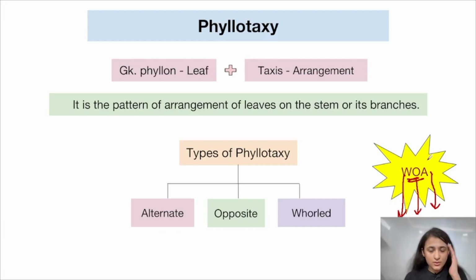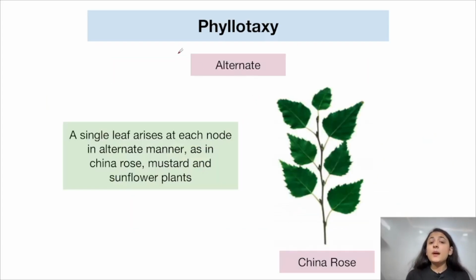Use this mnemonic to learn this, memorize it, and you will be able to recollect these three types of phyllotaxy. Okay. Now number one is alternate phyllotaxy.